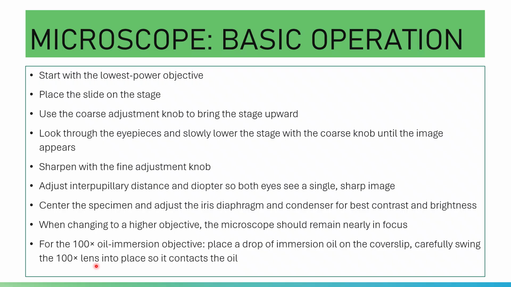You place a drop of immersion oil on the cover slip. Carefully swing the oil immersion lens into place so that it contacts or touches the oil. And then, of course, you use the fine adjustment knob to focus.